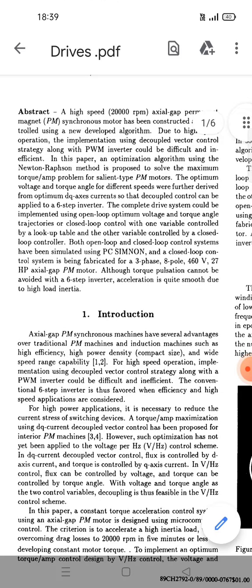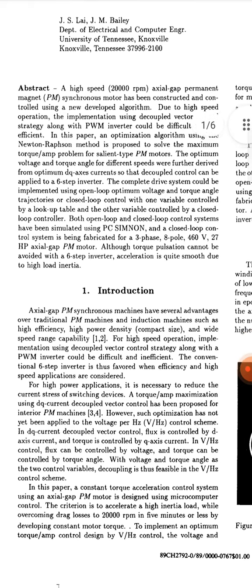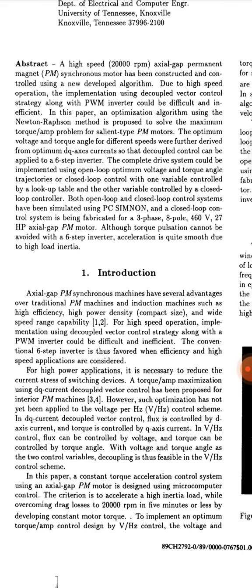Abstract: the high speed 2000 rpm axial gap permanent magnet synchronous motor has been conducted toward a newly developed algorithm. Due to the high speed of implementation, using a developed vector strategy with PWM is difficult, so a new efficient and optimized algorithm for the torque problem for salient type PM motors is proposed. The output voltage and torque angle at different speeds form optimum DQ axis currents so that decoupled control can be applied to a 6-step inverter.